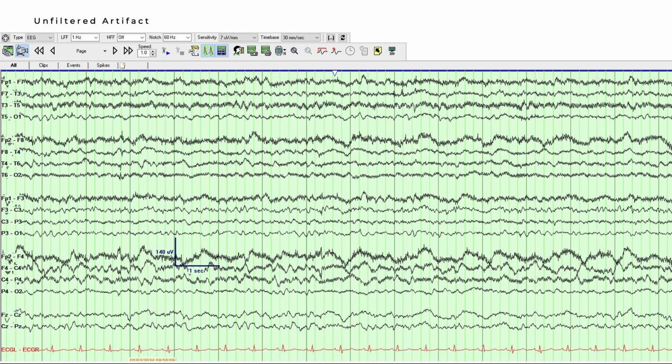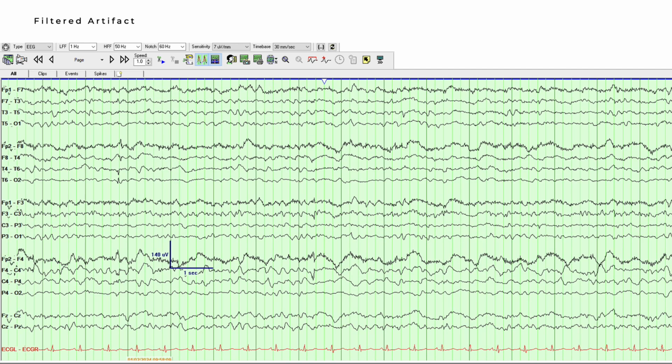So here you have some artifact that is unfiltered. High frequency filter is off. And so you can see there's a ton of artifact in this area, and you see these positive phase reversals, which draw your attention to this maybe being artifactual.